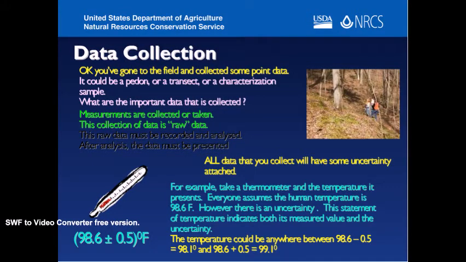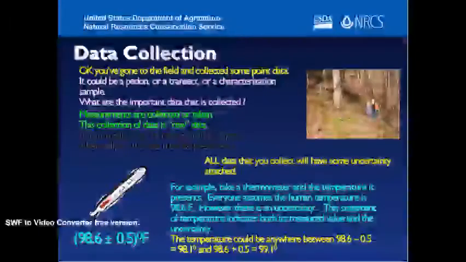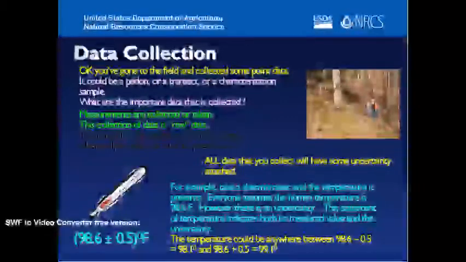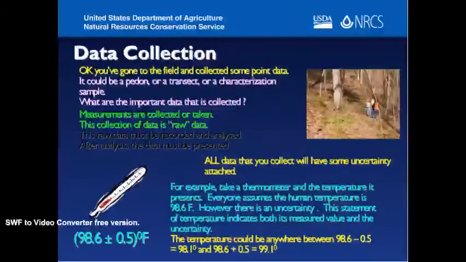A case in point, I'll give you an example with a thermometer. Everybody assumes that 98.6 degrees Fahrenheit is the temperature of a normal human body. But there is a degree of uncertainty in using that particular instrument. And typically on a thermometer it's 0.5 plus or minus. And so that means that the temperature that you're reading could literally be anywhere between 98.6 minus 0.5 or 98.6 degrees plus 0.5.